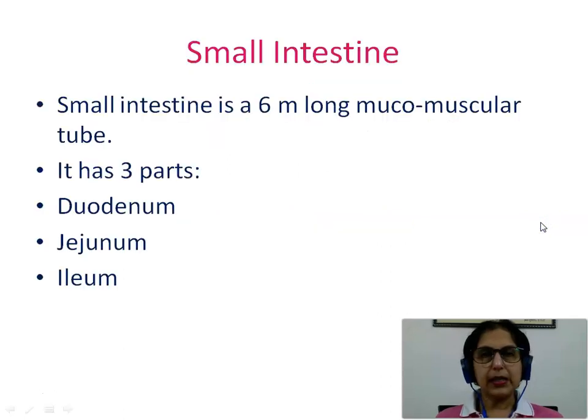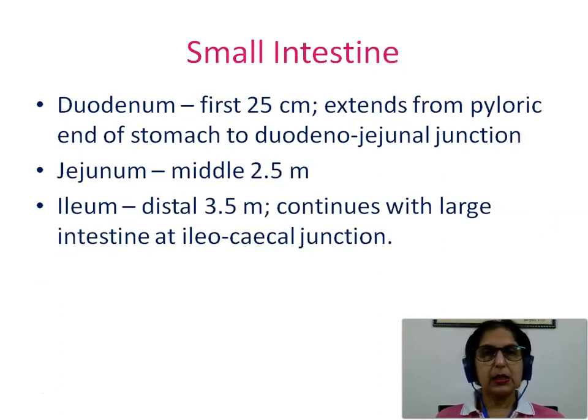Now, small intestine is a 6-meter long mucomuscular tube, and it has three parts: duodenum, jejunum and ileum. Duodenum is the first 25 centimeters and extends from the pyloric end of the stomach to the duodenojejunal junction. Next is the jejunum, which is the middle 2.5 meters, and terminal is the ileum. It's the distal 3.5 meters, and this is what continues with the large intestine at the ileocecal junction.